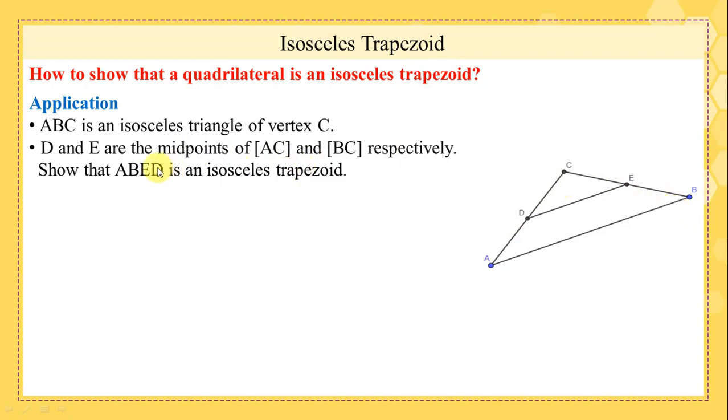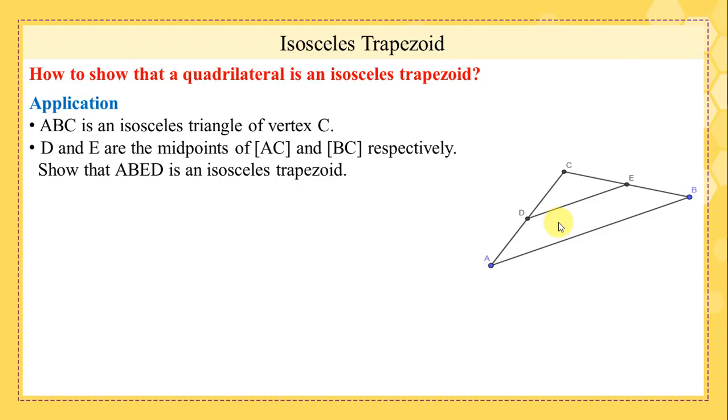We have to show that ABED is an isosceles trapezoid. A, B, E, D, this quadrilateral is an isosceles trapezoid. As we said before, we have 3 ways. The first way, trapezoid plus the non-parallel sides are equal. Second way, trapezoid plus one pair of base angles are equal. Third way, trapezoid plus diagonals are equal.